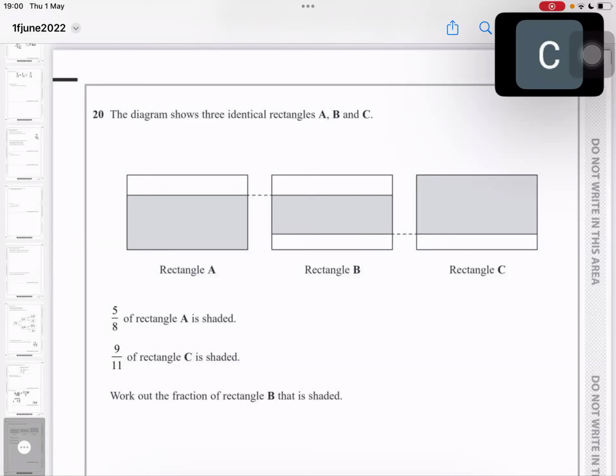Now, I know that we're being asked what is the fraction that's shaded for B. If we know what is not being shaded for B, all we need to do is to subtract it from 1 and we'll find out what is shaded. Does it make sense? Yes. Okay. So can we work it out? 2 over 11 plus 3 over 8. Let's quickly work that out.